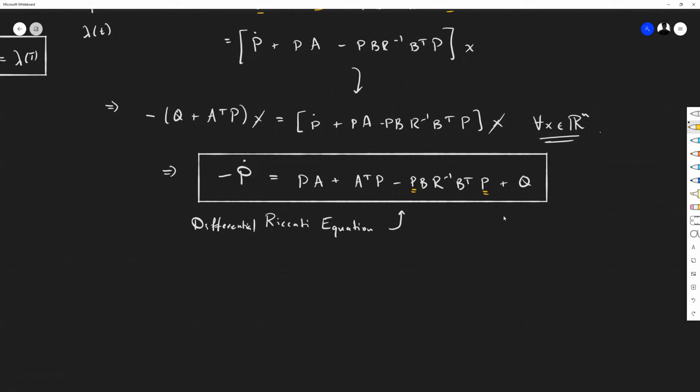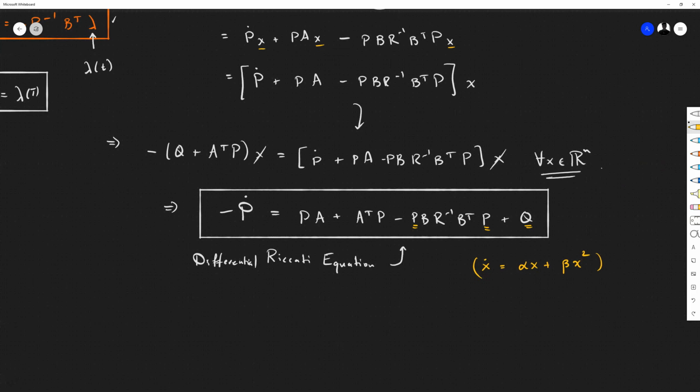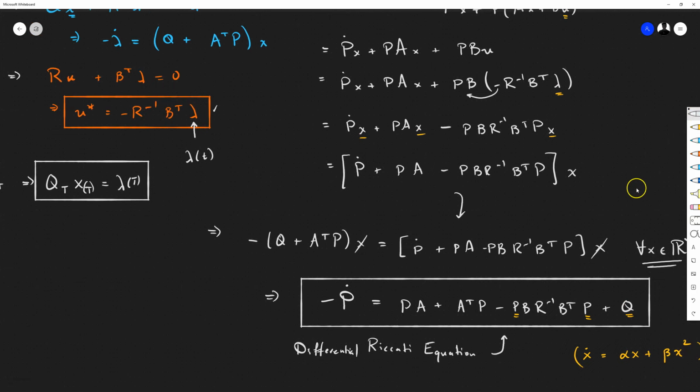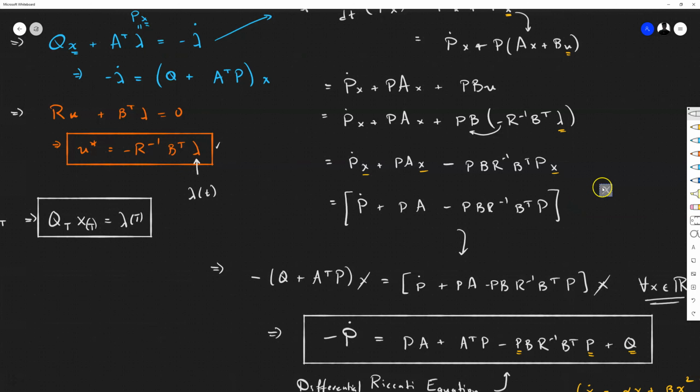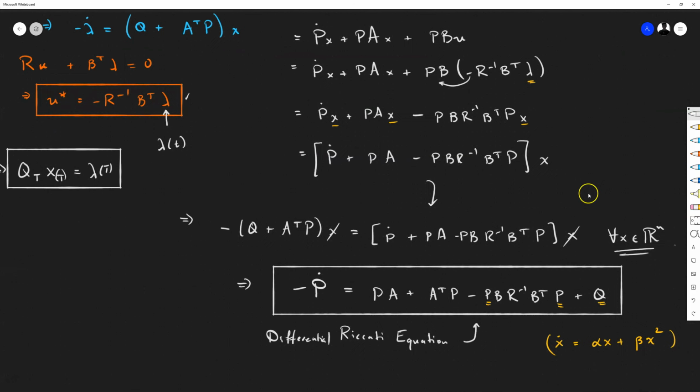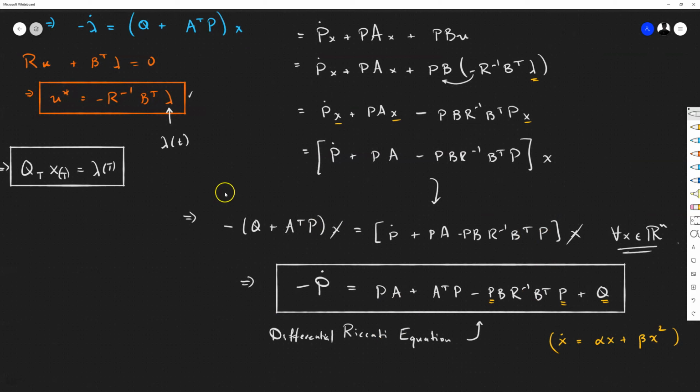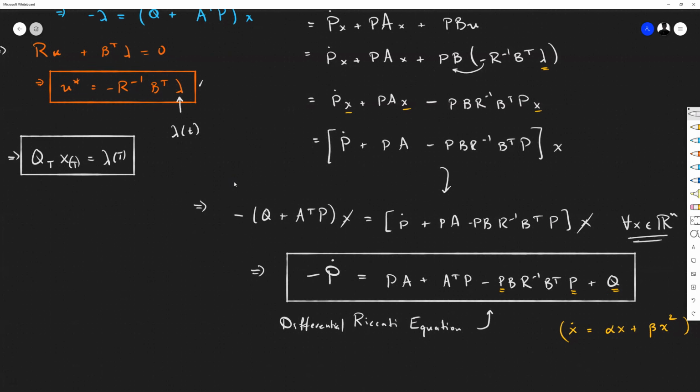So it's something like, you can imagine x dot is equal to something times x plus something times x squared. So it's a quadratic in P. And it's also non-homogeneous because of this plus Q here. So there's one more thing to consider here, and that's every differential equation. This is an ordinary differential equation. Every differential equation has to have boundary conditions.